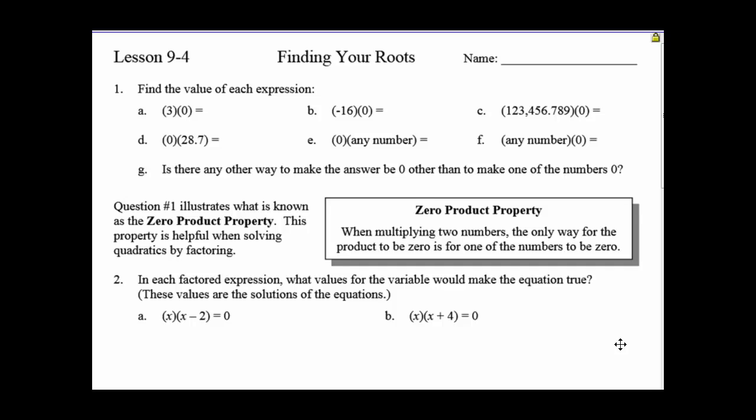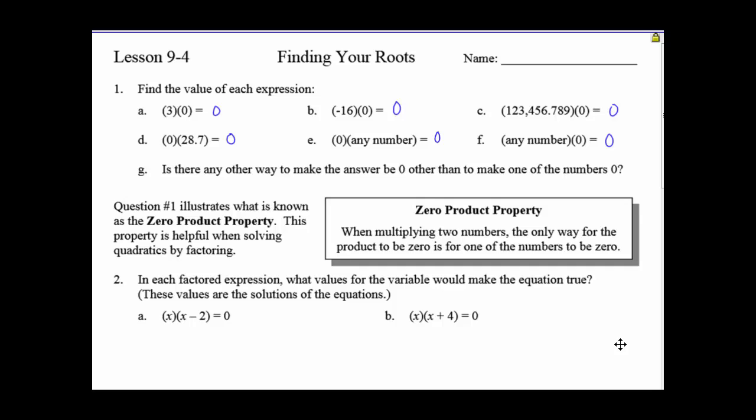If I need to find the value of each expression, in 1a we go 3 times 0, that is 0. In b, negative 16 times 0, we also get 0. 6.789 times 0, don't think too much, that is also 0. 0 times 28.7, that's still 0. If we take 0 times any number, or any number times 0, we will always get 0. Is there any other way to make the answer 0 other than to make one of the numbers 0? No. So question 1 illustrates what is known as the zero product property.